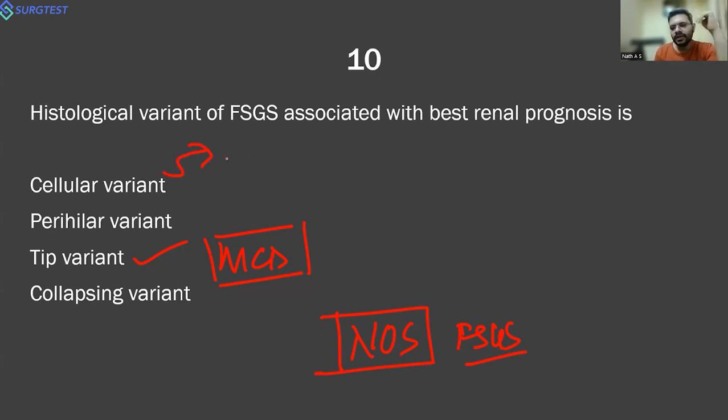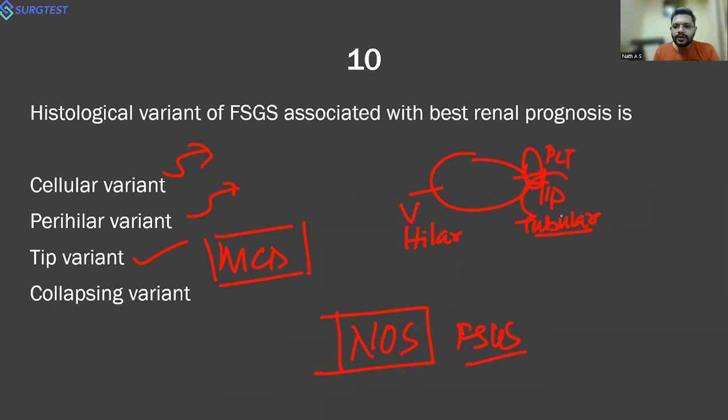Sometimes when you have cellularity, we discussed the mesangial cell being 3 in number in a field, endothelial cell 2 in number. When the cellularity increases, it's called the cellular variant. Then the perihilar variant is there. Perihilar means near the vascular pole. You have your glomerulus, you have a vascular pole, and you have the tubular pole. The vascular pole, where the afferent and efferent arterioles enter and exit the glomerular tuft, is called the vascular or hilar pole, and where the glomerulus transitions into the proximal tubule is called the tubular pole.